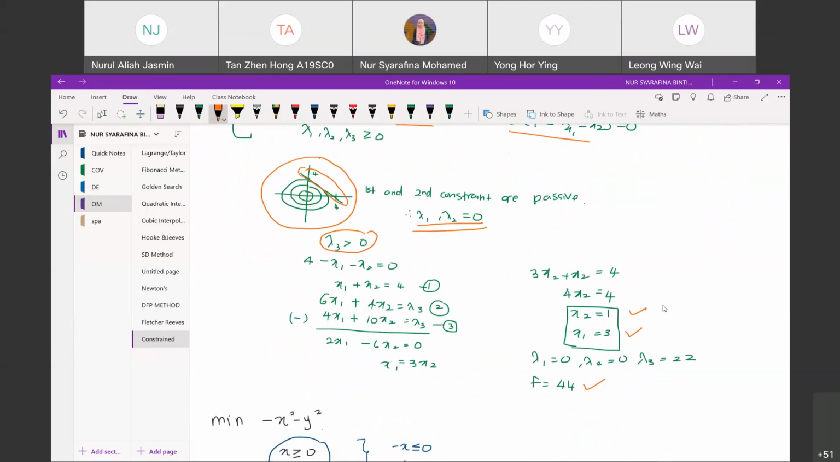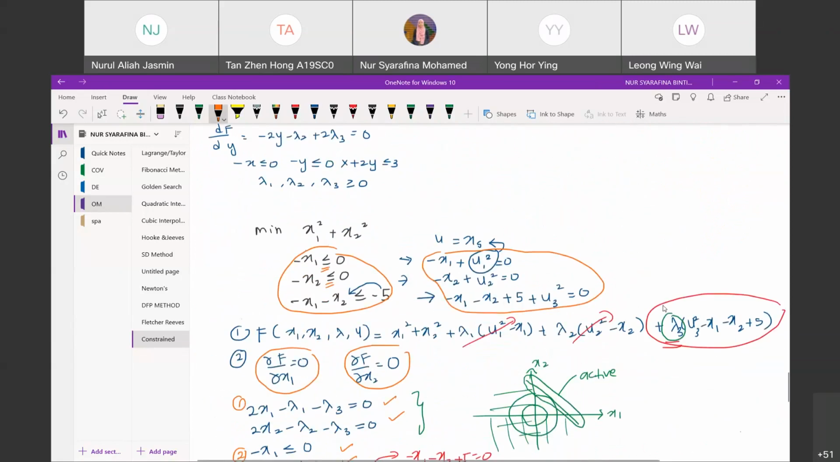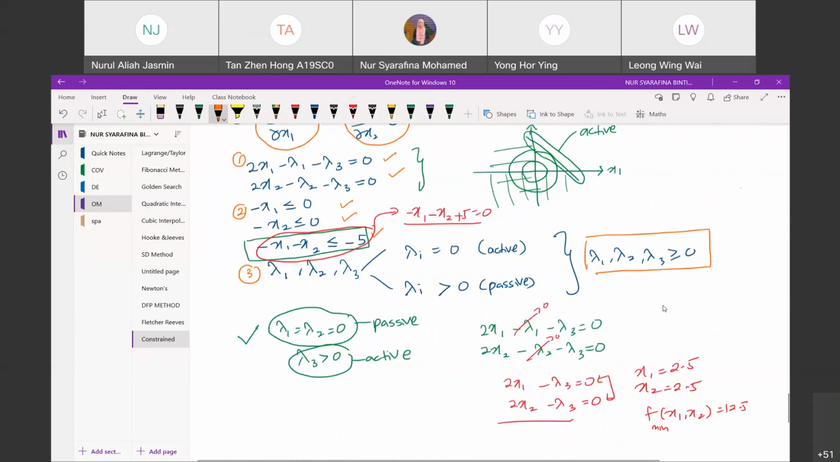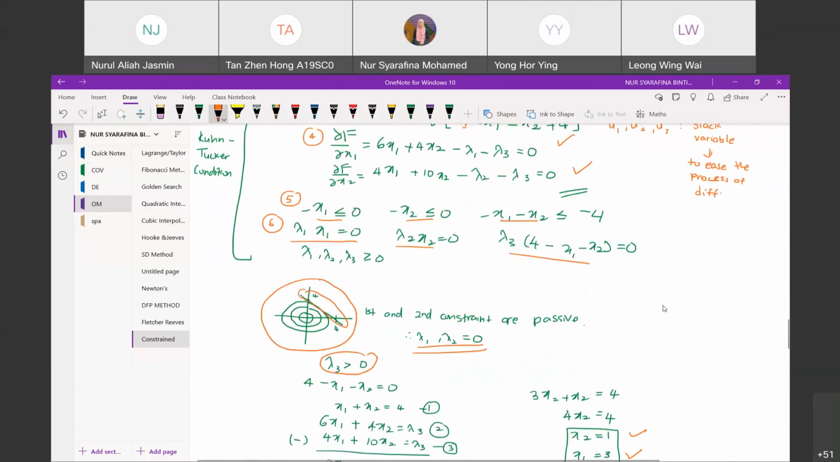So this is the same as the example that we discussed earlier. This is how we can solve the inequality constraint by using the Kuhn-Tucker condition. Clear or not? Anyone has a question?